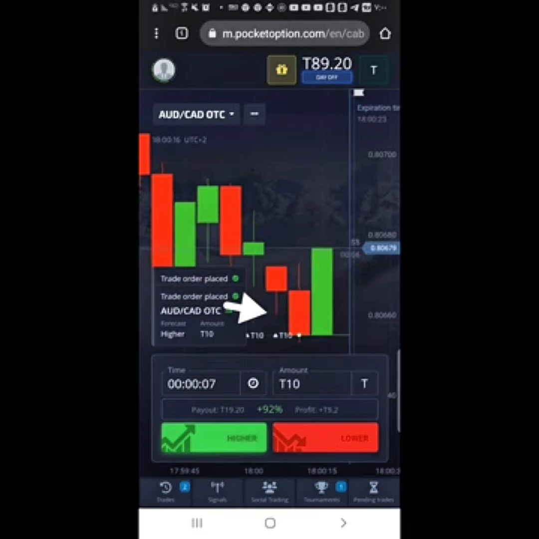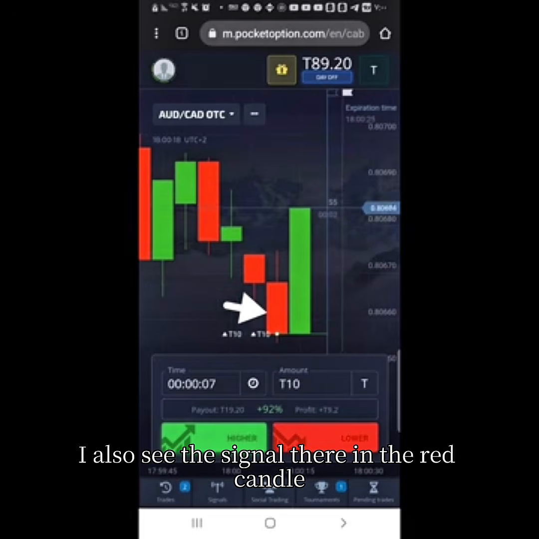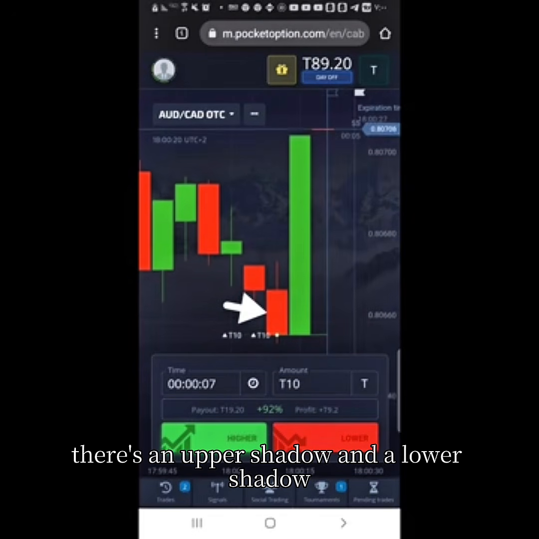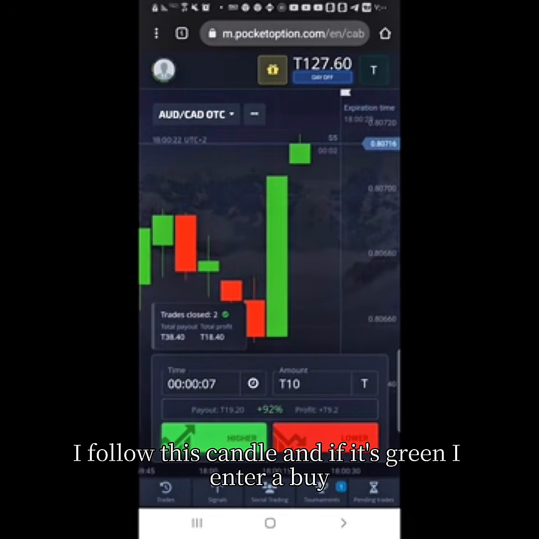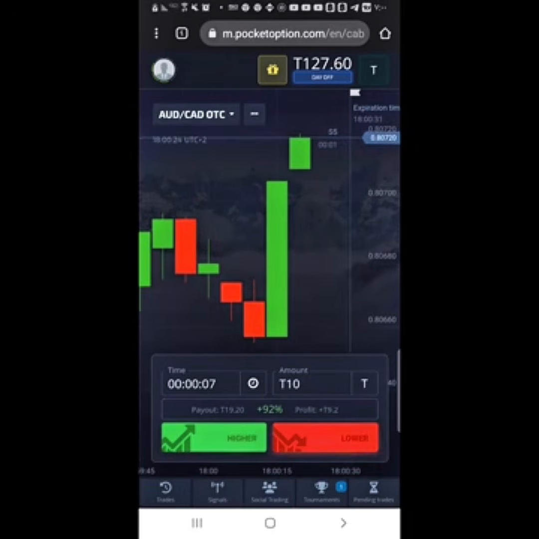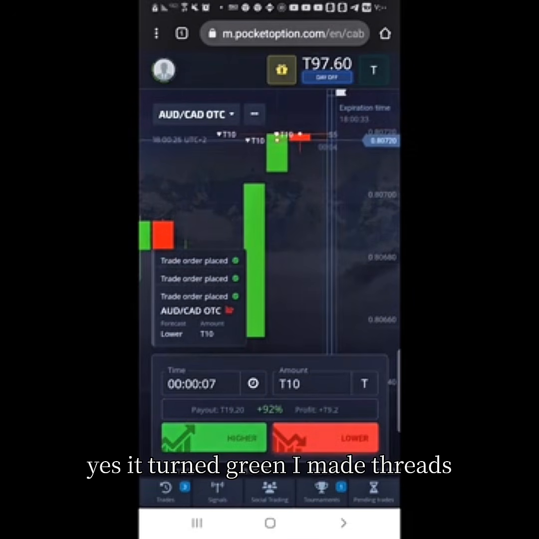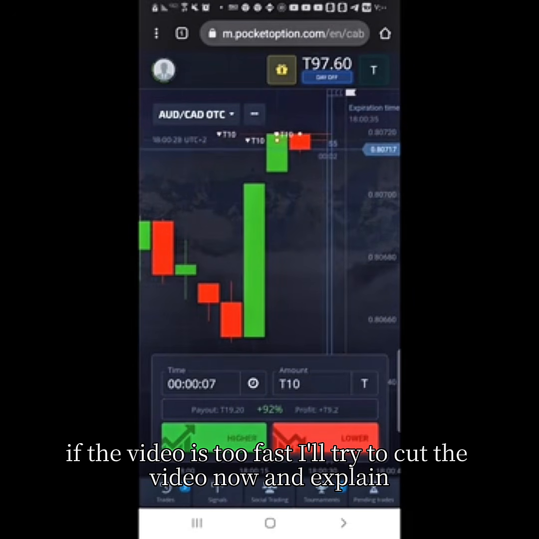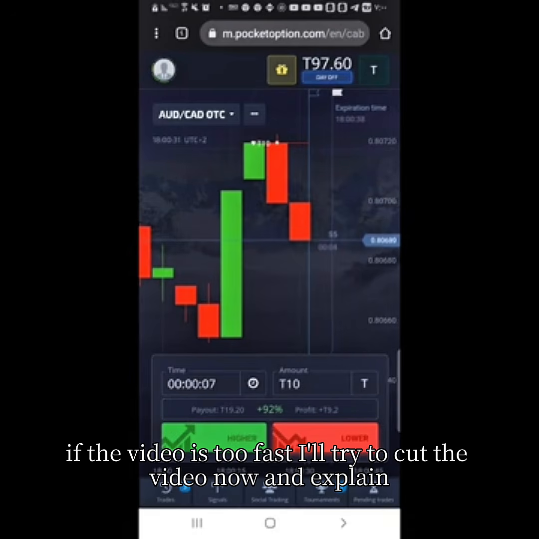And now, I also see the signal there in the red candle. There's an upper shadow and a lower shadow. I follow this candle, and if it's green, I enter a buy trade. Yes, it turned green. I made trades. If the video is too fast, I'll try to cut the video now and explain the following trade.